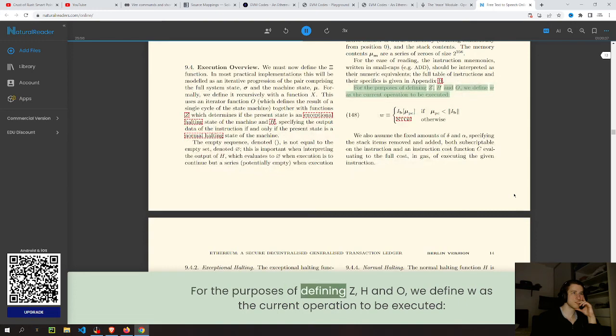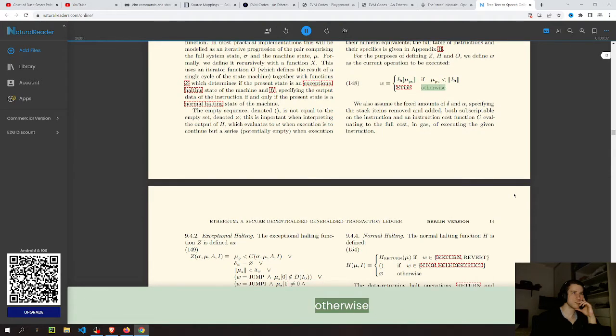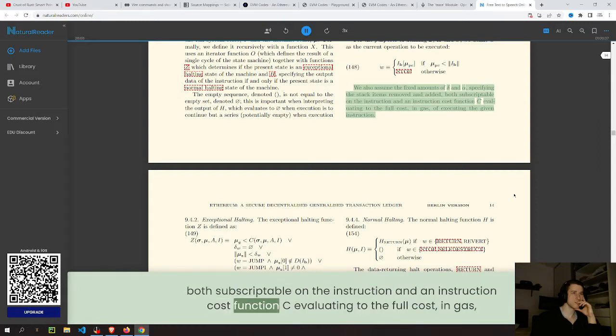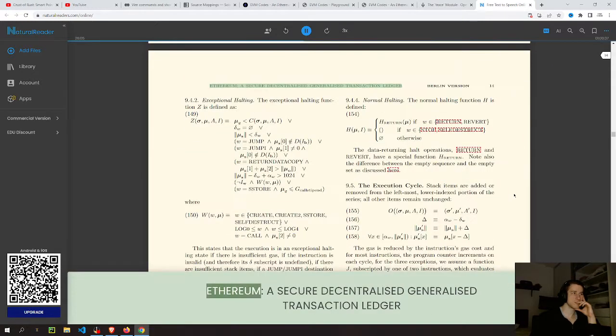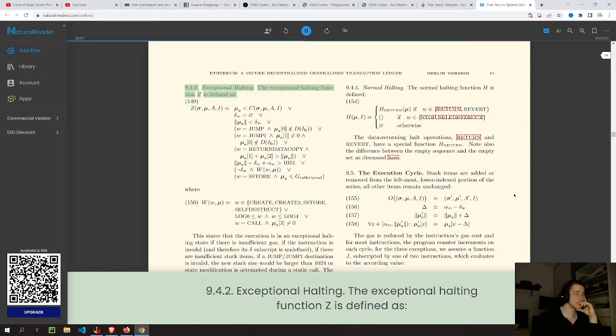For the purposes of defining Z, H, and O, we define W as the current operation to be executed. W if mu PC. Otherwise, we also assume the fixed amounts of delta and alpha, specifying the stack items removed and added, both subscriptable on the instruction, and an instruction cost function C evaluating to the full cost, in gas, of executing the given instruction. Ethereum, a secure decentralized generalist transaction ledger. Berlin version. 14. 9.4.2 Exceptional halting.